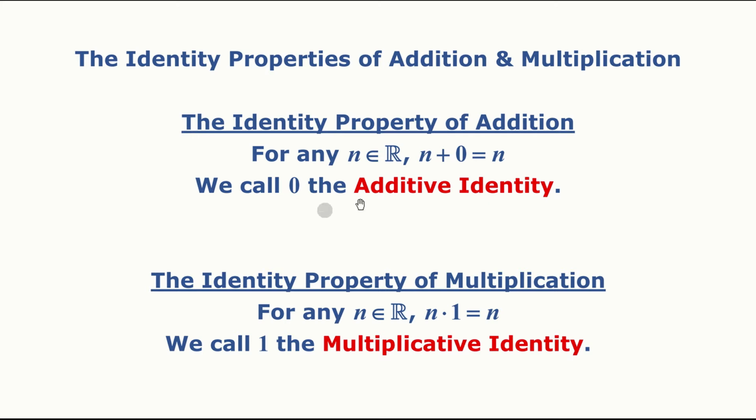And we call the 0 the additive identity. And the identity property for multiplication is similar, except it says that for any real number, that number times 1 is the number itself. In other words, for addition, adding 0 leaves the number identical to what it was before, right? Additive identity. For multiplication, multiplying by 1 leaves the number identical to what it was before. So therefore, 1 is the multiplicative identity.